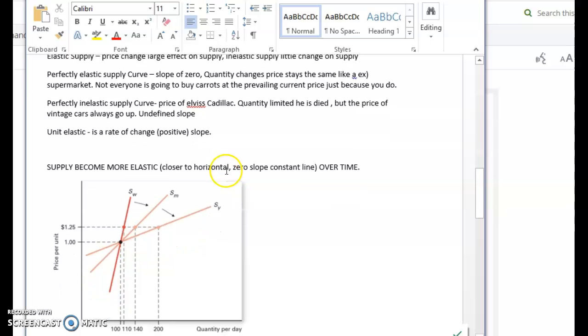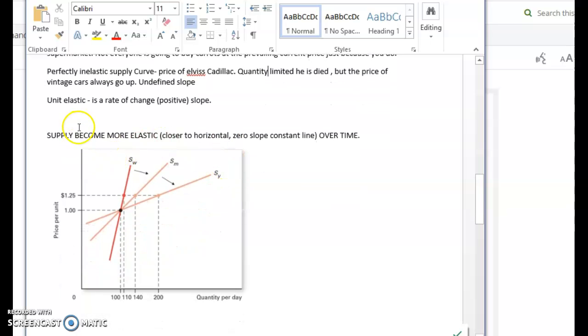So unit elastic. So let's talk about the last part today, which is supply becoming more elastic. Over time, typically, and this is always in a perfect world when nothing changes, if the supply of something is going straight up and down here, over time, after a week, after a month, after a year, supplies typically become more elastic. You can go up and down the prices easier.